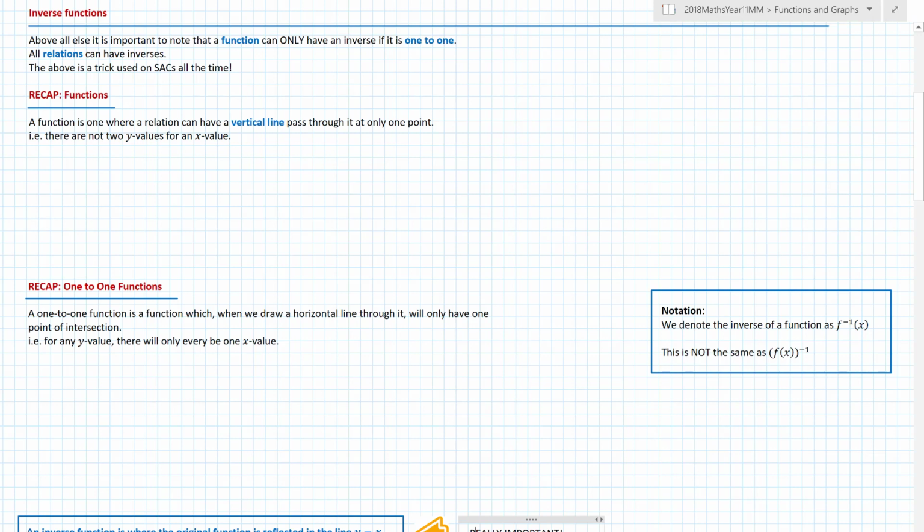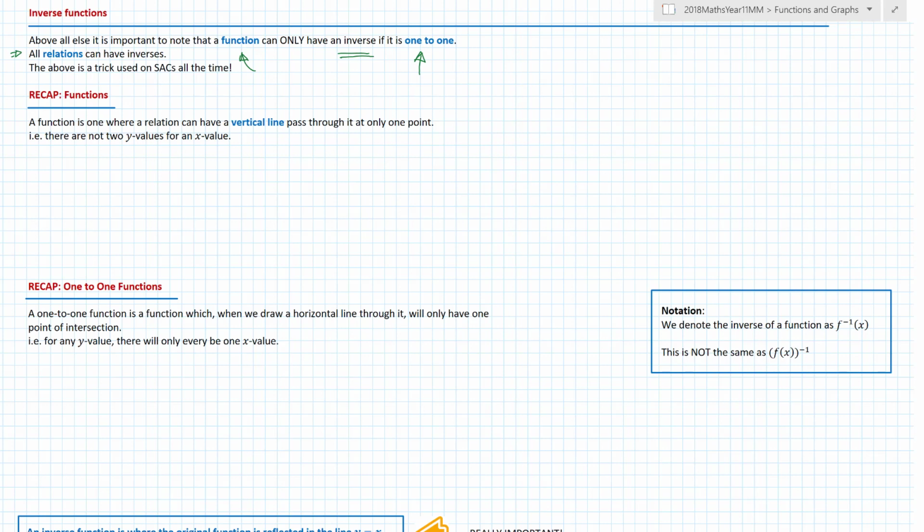It is important to note, and it's so important, a function can only have an inverse if it's 1-to-1, right? The other thing I've written here is that all relations can have inverses. Now, I'll clarify that a bit later on, but remember, anything that's an equation, y equals, just pretty much anything, is a relation, okay? We can do the inverse really quickly of any algebraic relation. That's fine. But it's important to note that a function can only have an inverse if it's 1-to-1.